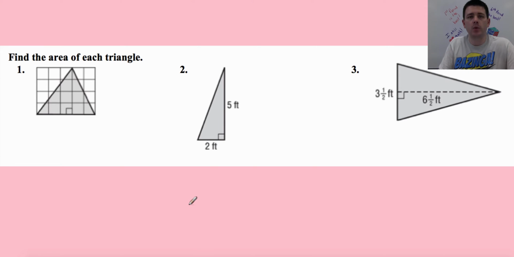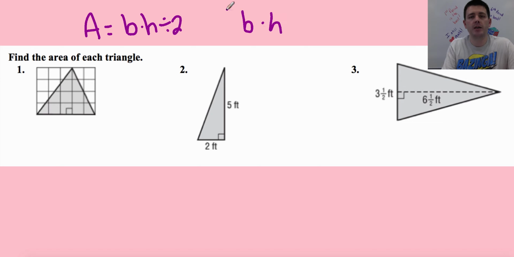So let's try a couple more. Remember our formula is area is equal to base times height divided by 2 or base times height times 1/2 if there's fractions involved. So first thing we have to do is figure out what is our base and our height. Well, our base, a good place to start is the flat bottom edge. Counting it, it's 1, 2, 3, 4, 5 units long.